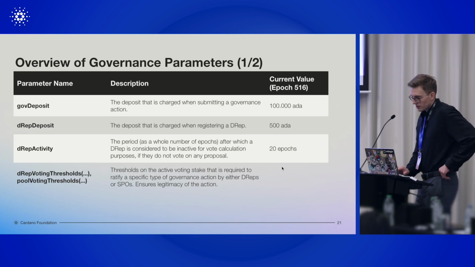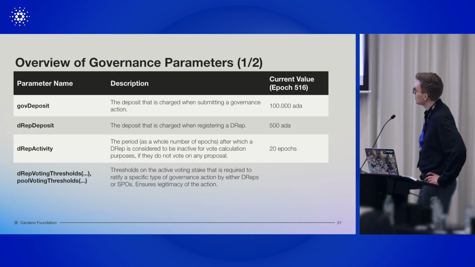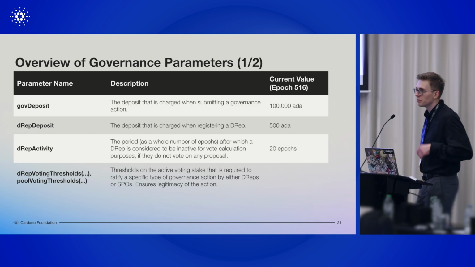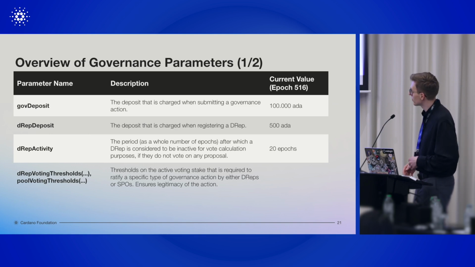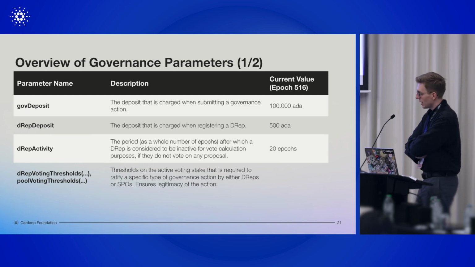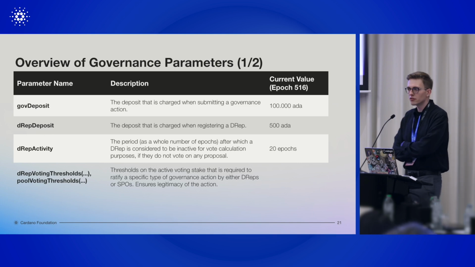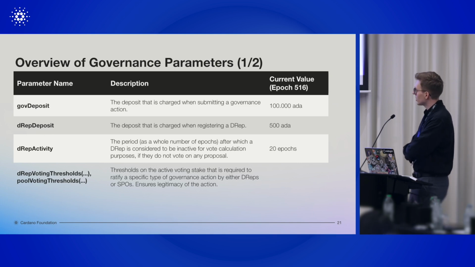Good, so let's take a look at the governance parameters. So the first one is how much ADA is required, the Gov deposit, to actually submit a governance transaction on chain. Anybody who submits an action needs to provide 100,000 ADA as a deposit, right, to even propose a governance action on chain.